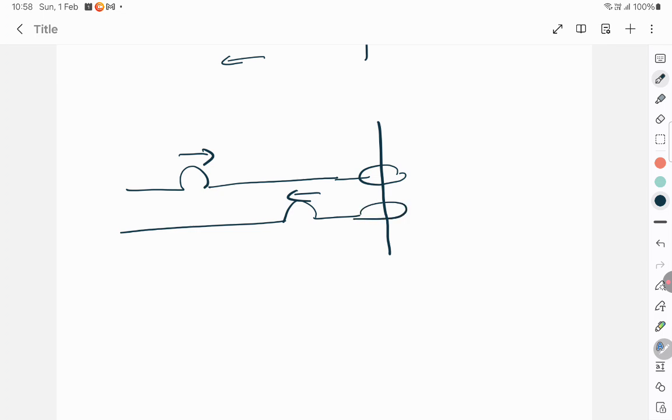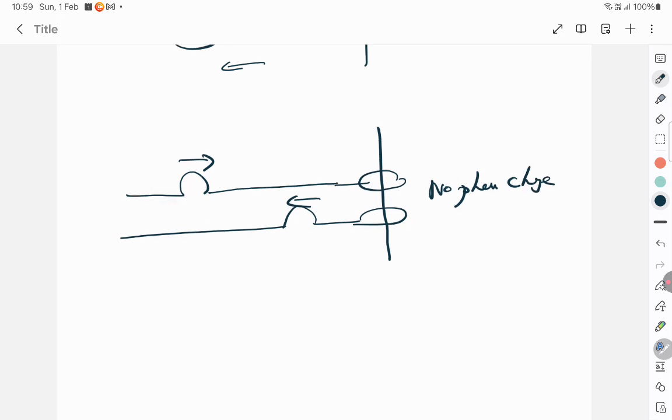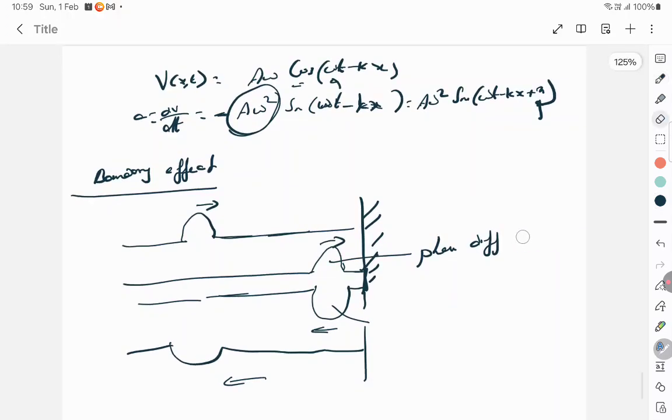So there's no Newton's law, and so there's no phase change. The direction is getting reversed, but no phase change in the case of a ring. So that's something you've got to remember. Okay, so that's what happens. And let's write an expression for this.